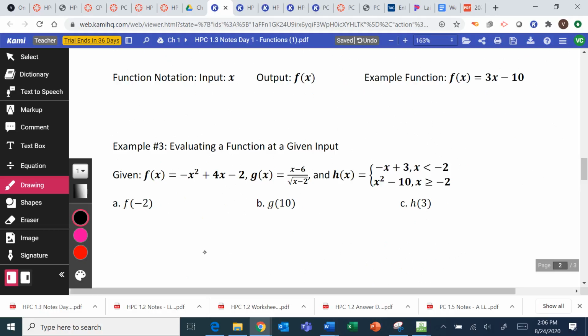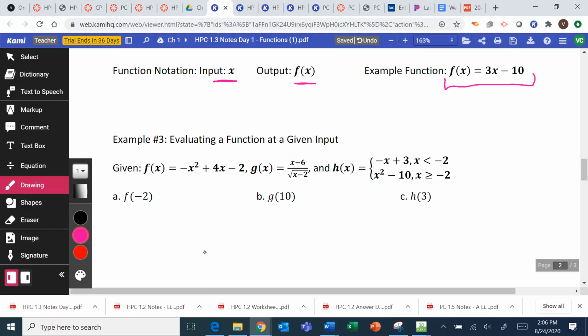All right, function notation. If we input x, we get out f of x. An equation could look something like this. F of x equals 3x minus 10. That is function notation, where we have the f of x in front. Evaluating at a given point.